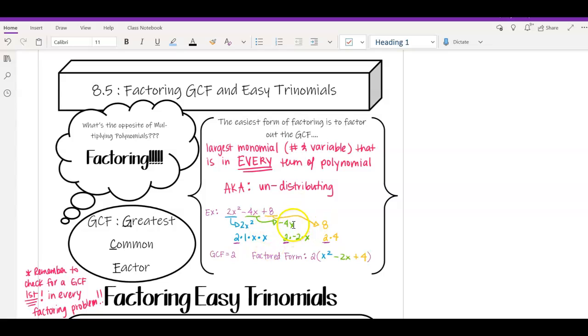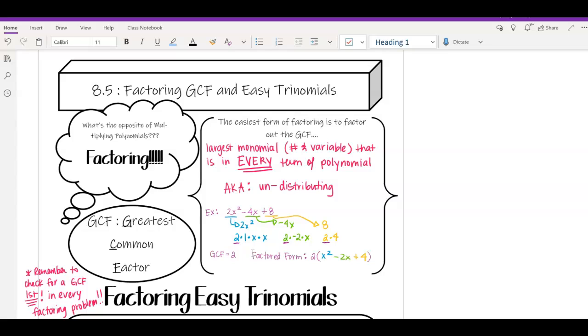Now, when I go to my second group, remember I want something in common if possible. So I might ask myself, well, does 2 go into negative 4? Yes, it does. So what does 2 times what make negative 4? 2 times negative 2 makes negative 4. So this one's going to be 2 times negative 2 times x. That way I have a 2 in both groups. Same thing in this last term, I have an 8, and I want to say, is there a 2 in 8? Yes, 2 times 4 makes 8. So if you look in each of these groups, you'll see a 2 in each group. That tells me that my greatest common factor is a 2.